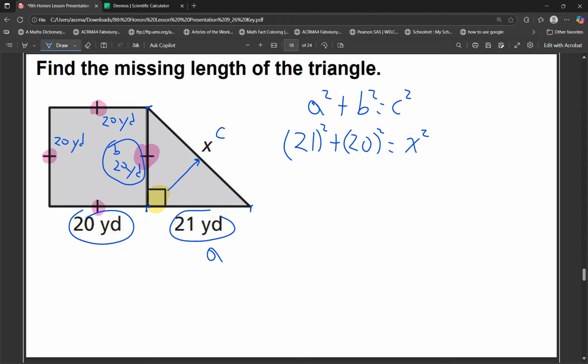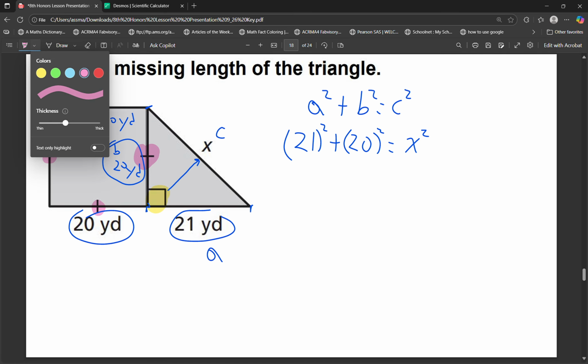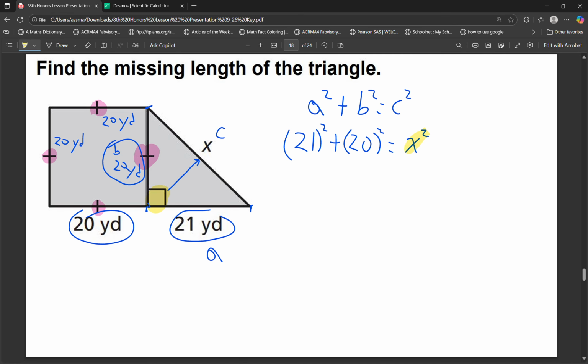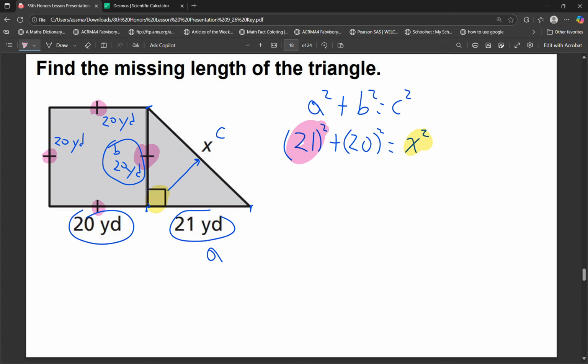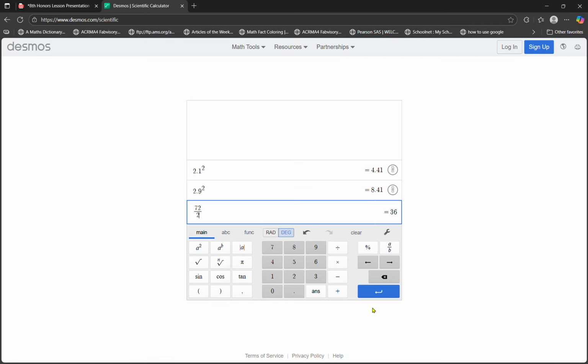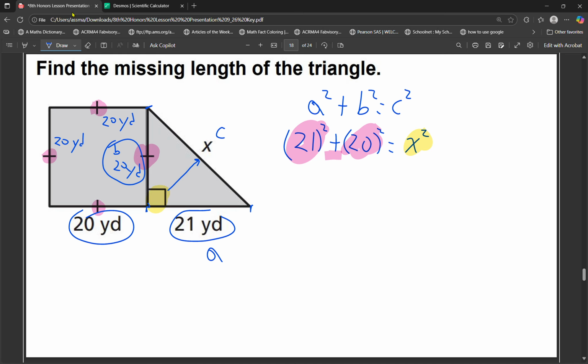X squared. Okay. So notice this is a good problem because now I see that the variable is all the way by itself. So all I have to do is focus on this section over here, okay? And get rid of the exponents first, and then go ahead and add at the end. Okay, so 21 squared, I don't have that memorized. So what I do is I go to Desmos.com, and put 21 squared, and I get 441. So I go ahead and plug that in here.